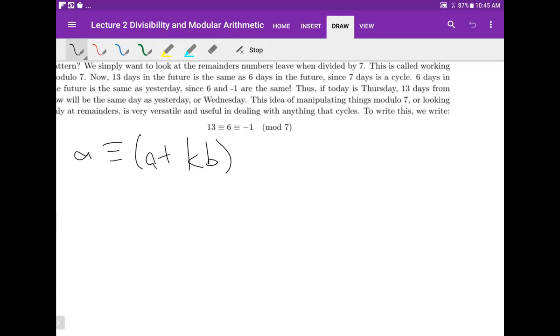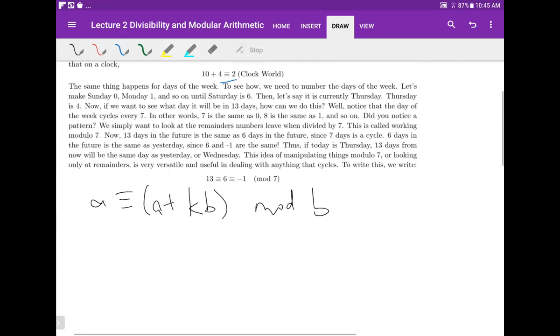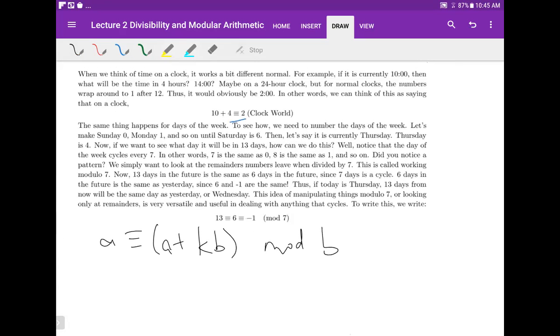So it could be 0, it could be 1, it could be 2, it could be negative, whatever, mod b. So you can see that here, right? 13 plus -1 times 7 is 6, 6 plus -1 times 7 is -1. So these are all equivalent in modulo 7, right? 13 days in the future is the same as 6 days in the future. And since 7 days is a cycle, 6 days in the future is the same as yesterday, since 6 and -1 are the same.